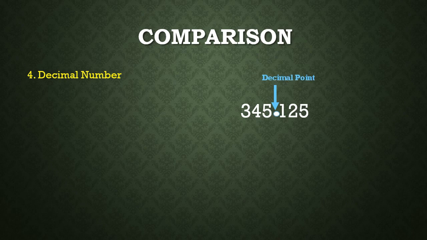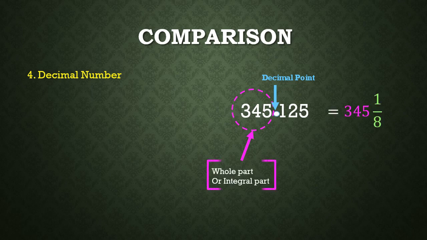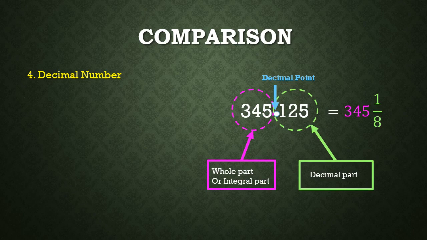The number to the left of this point is the whole part or integral part, same as 345, and 1 by 8 is the fractional form of this decimal part. And the number including the point is the decimal part, which is equivalent to the proper fraction part 1 by 8. So as you can see, the mixed fraction is only written in the form of decimals. However, all decimals are not rational numbers. Mixed fractions are always rational numbers, but all decimals are not rational numbers, and we will see that.